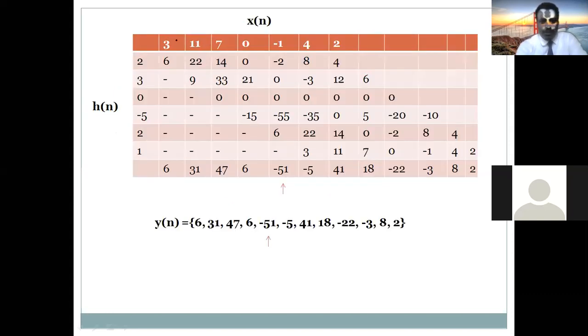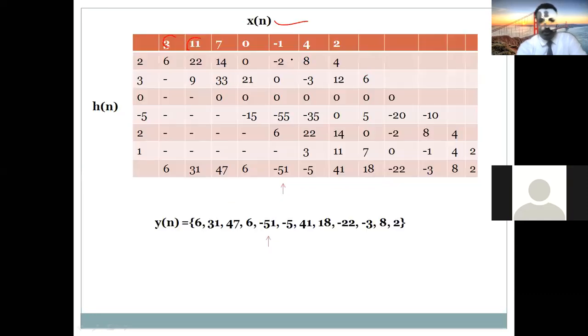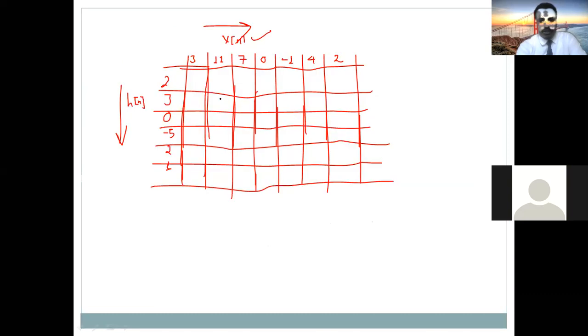So these values are our input 3, 11, 7, 0, minus 1, 4, 2, which is our input, right? This side, h of n, as you can see here, 2, 3, 0, minus 5, 2, 1, which is our impulse response, h of n. Okay. Next, what is the first step?